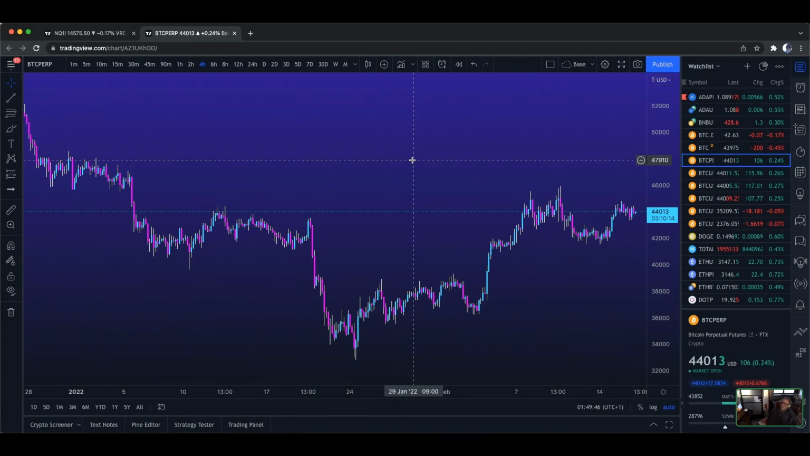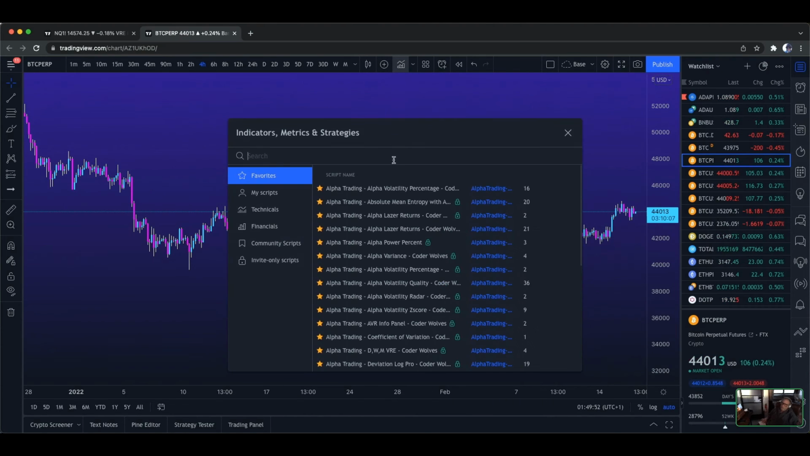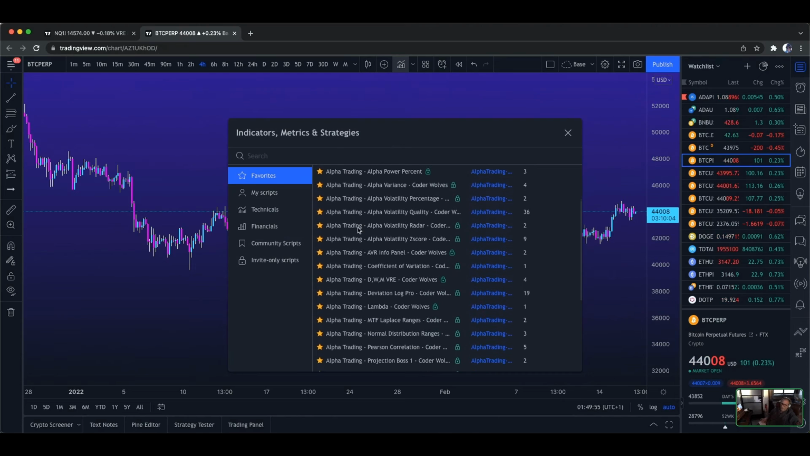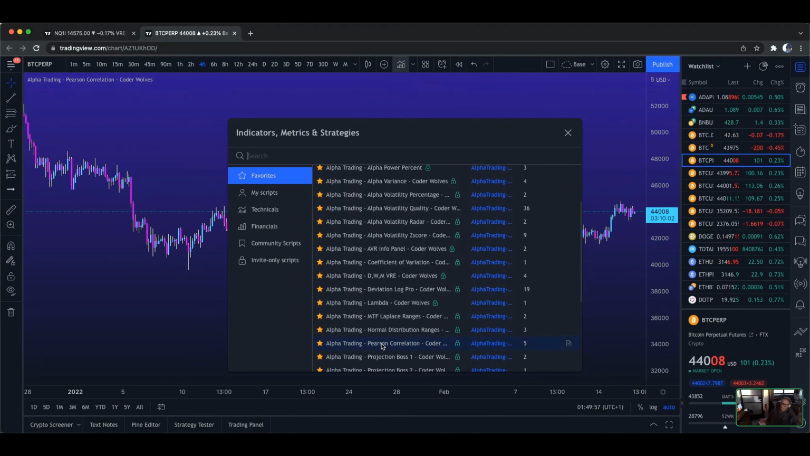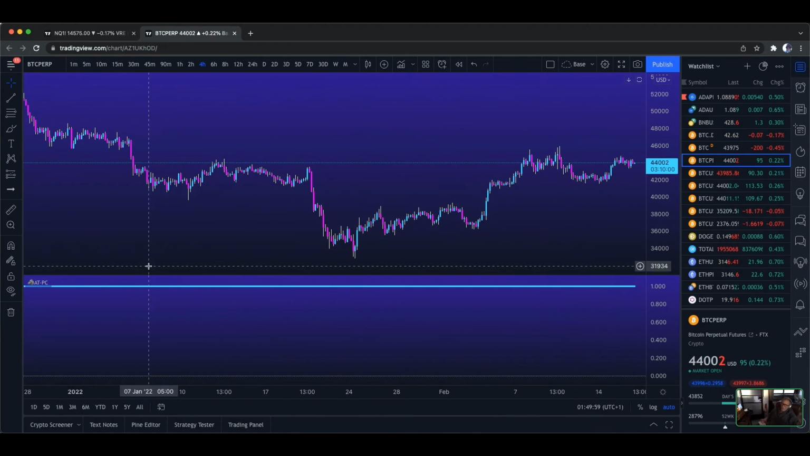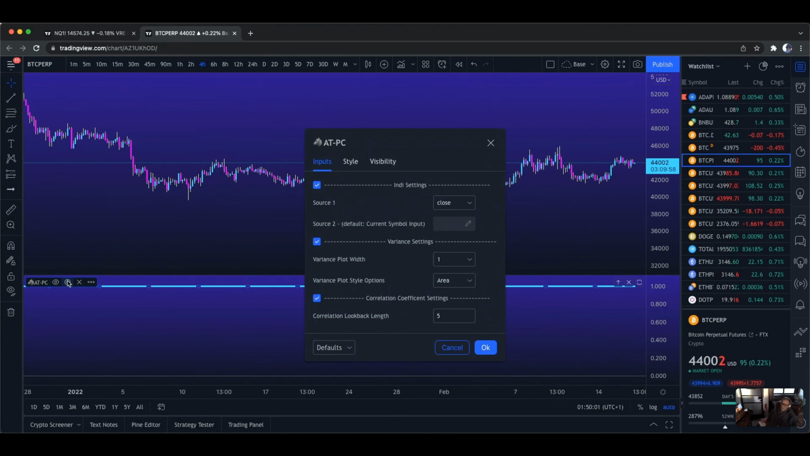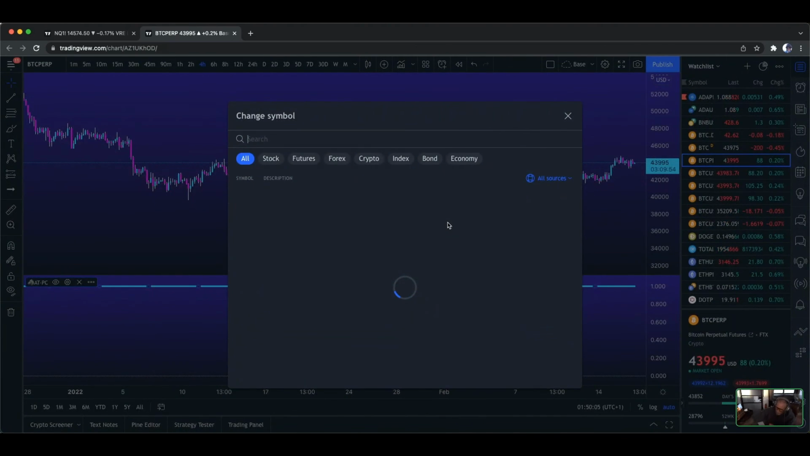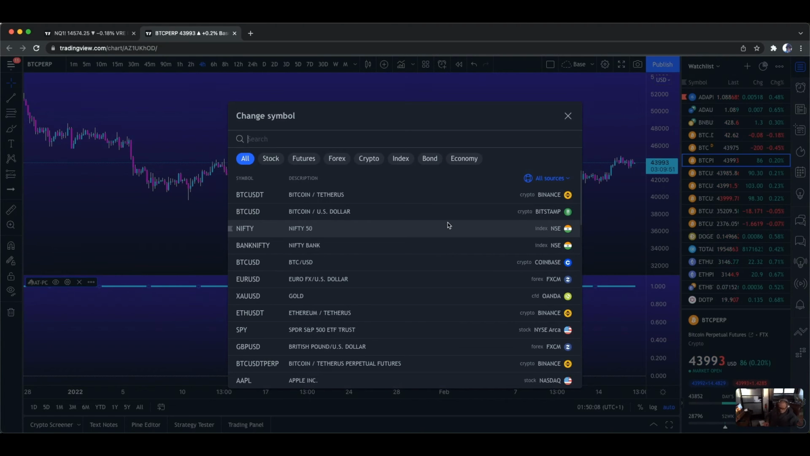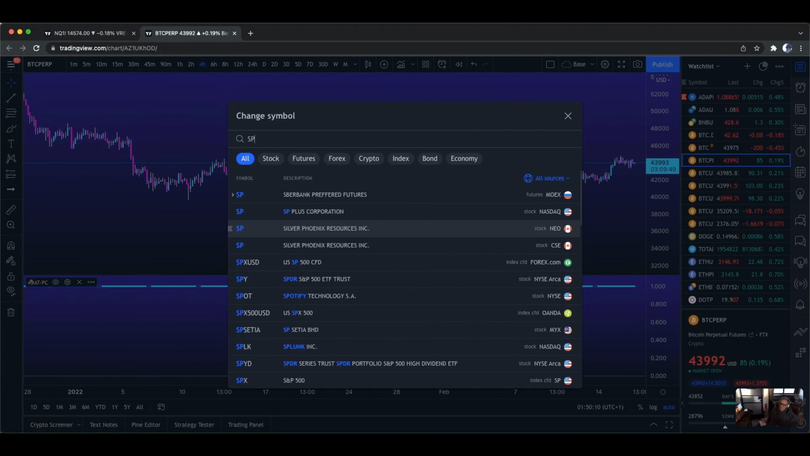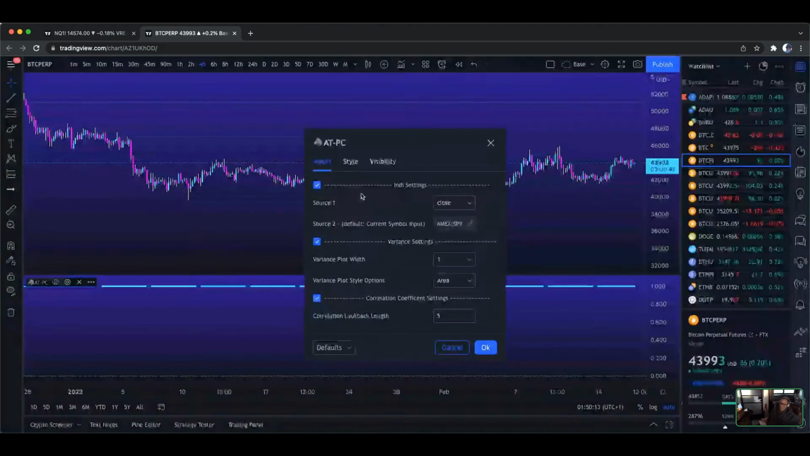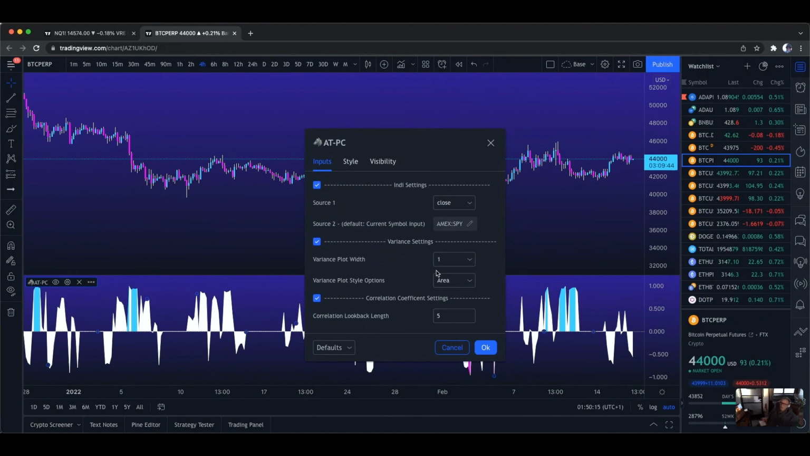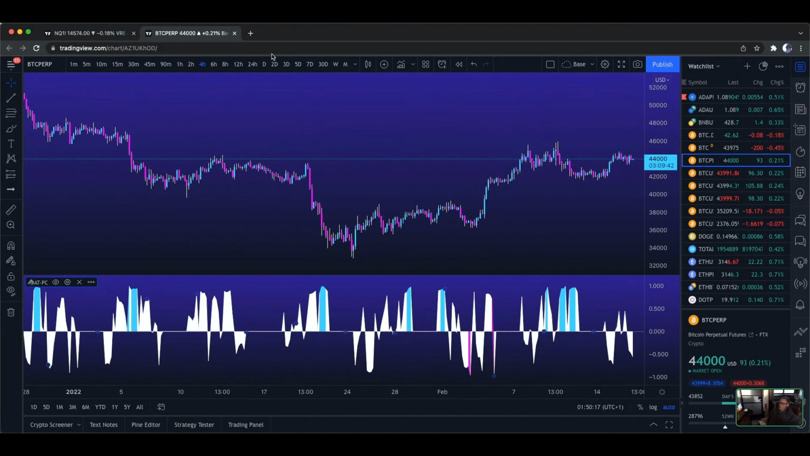Okay, let's see here. Let me pull up our Pearson correlation. What do I want to correlate? I want to correlate Bitcoin to SPY. I'm correlating. It's on 4 hour. It's a daily saying.